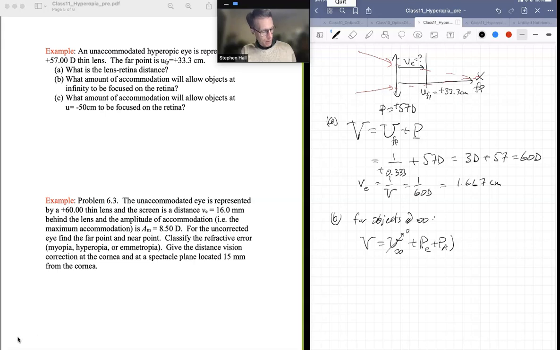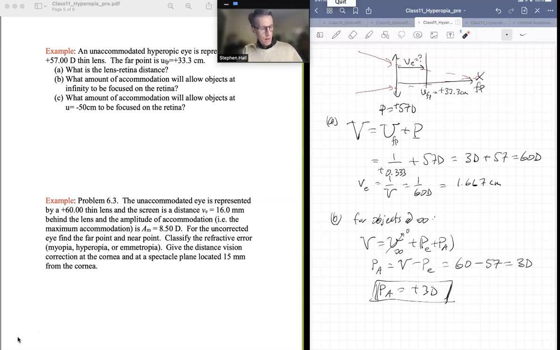So the accommodated power is the image divergence minus the eye power. That was 60 diopters minus 57. And so we've got that the accommodated power is plus 3 diopters. That's how much accommodated power they need in order to see something at distance.